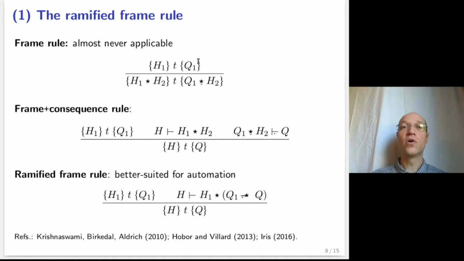The ramified frame rule avoids this problem altogether by removing the need to introduce H2 in the first place. It reformulates the premises as a single entailment: H entails H1 star some predicate, such that when augmenting Q1 with it, we obtain Q. The operator at play here is the magic wand for postconditions. Without going into further detail, let me just point out that the ramified frame rule has proved very practical for developing practical tools.